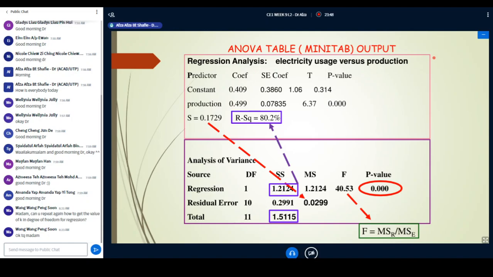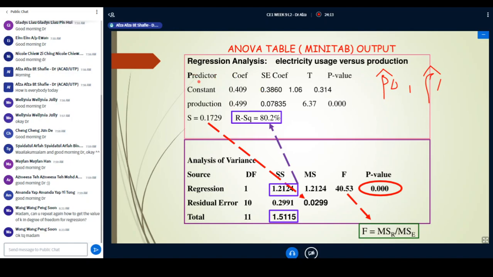So the first one is about the electricity usage against the production. The first thing we need to do is find the equation. Remember, we want to determine what is beta naught hat and what is beta 1 hat. This is our first objective. So where do we get that? We get it from here.